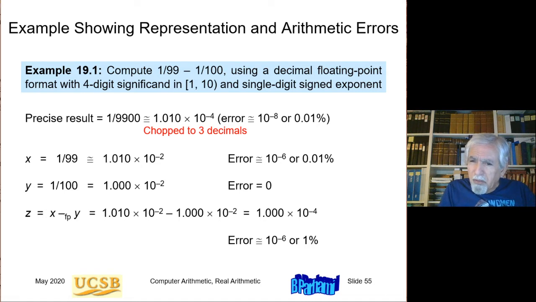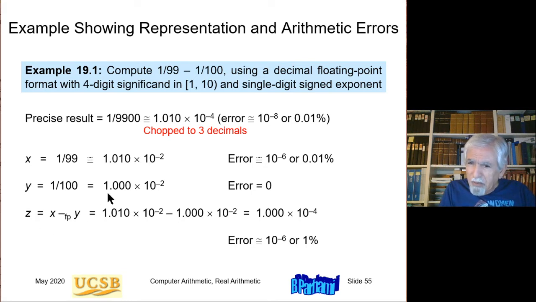Okay, so let's go to representations of x and y. X is 1 over 99, which has this floating point representation. The error is 10 to the minus 6. It's still 0.01% in relative terms. Y is representable exactly in this format. So it's basically 1 times 10 to the minus 2. So there's no error in representing y.